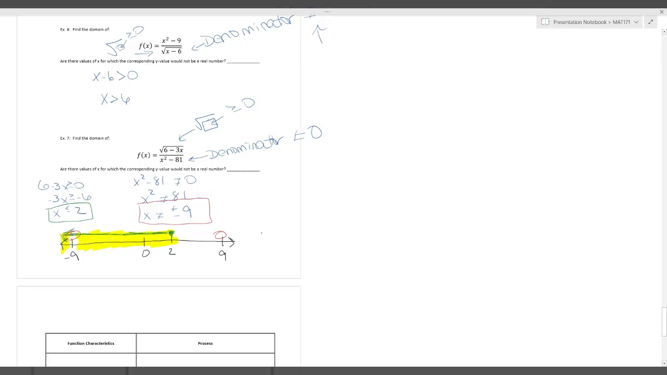So remember that square bracket means that we touch, parenthesis means that we get close, but not quite. So you would have everything from negative infinity to negative 9, but that negative 9 is going to get a parenthesis because we're not going to touch it. We're going to get close, but not quite. We union that with negative 9 up to positive 2 with our bracket. And that is going to be the domain of that function.